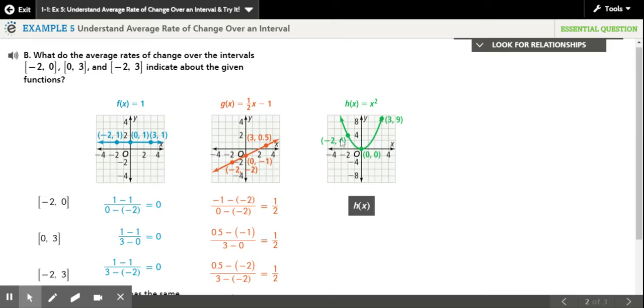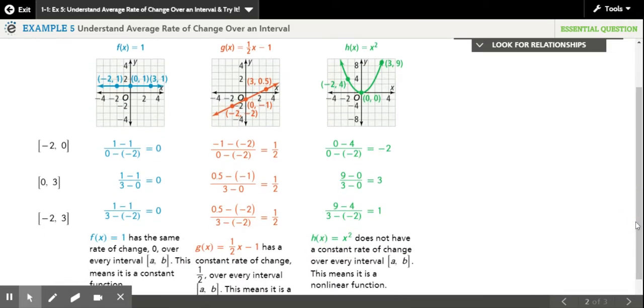Let's look at this. This is a quadratic function. H of x is equal to x squared. So the average rate of change between -2 and 0, again, change in y over change in x, is -2. The average rate of change from 0 to 3 is 3. And then from -2 to 3, the change is 1. So h of x equals x squared does not have a constant rate of change, and this means it's not a line. It's not a linear function.